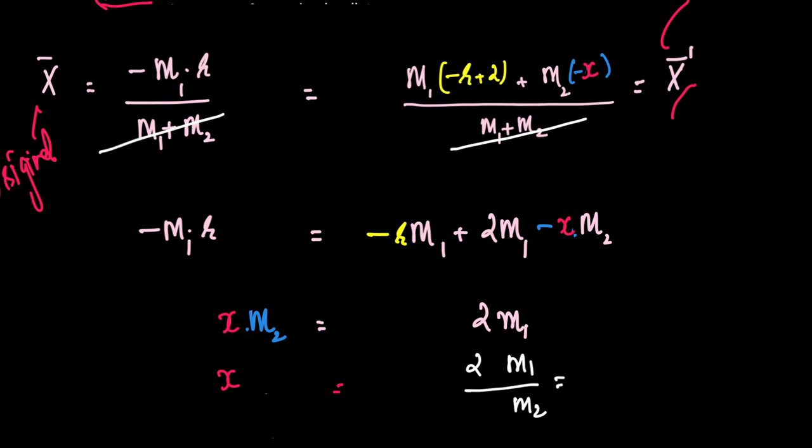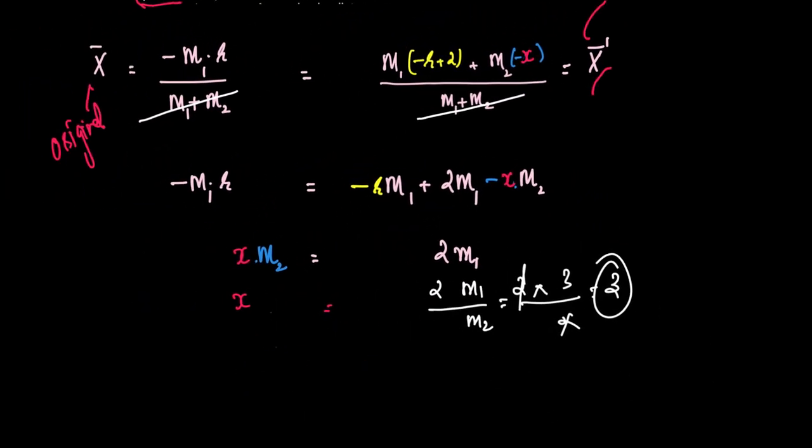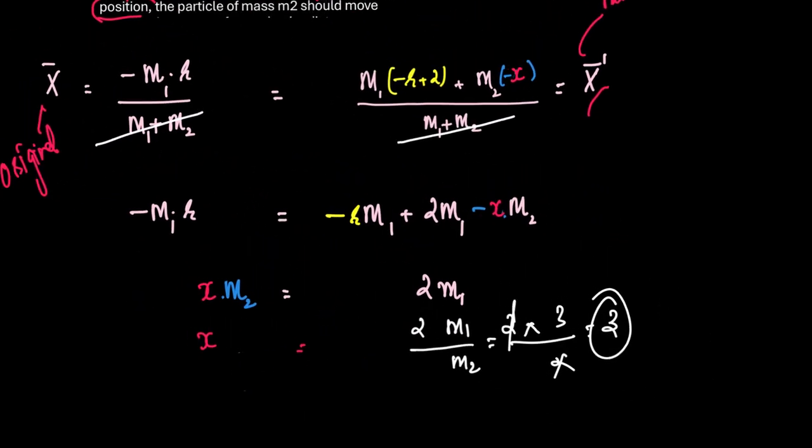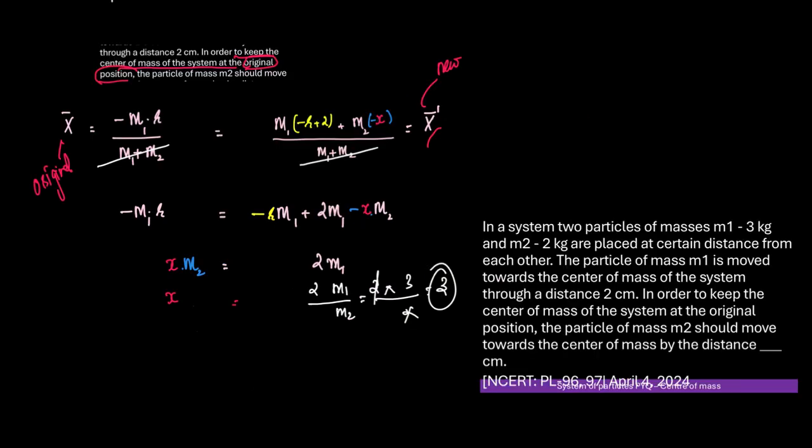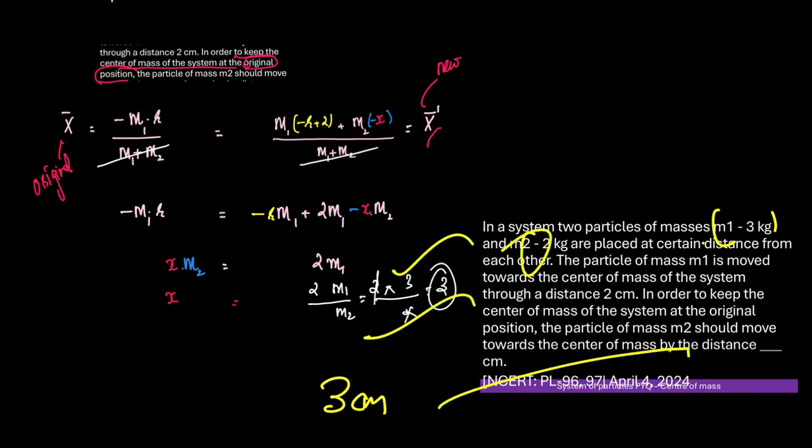According to the question, m1 is equal to 3 kilograms, m2 is 2 kilograms, so 2 by 2 is 1, and therefore we get the answer as 3. Well, let me just check if that is the given question. So yes, m1 is 3 kilogram, yes, 3 is correct. m2 is 2 kilogram, yes. The correct option is that it should be moved by a distance of 3 centimeter.